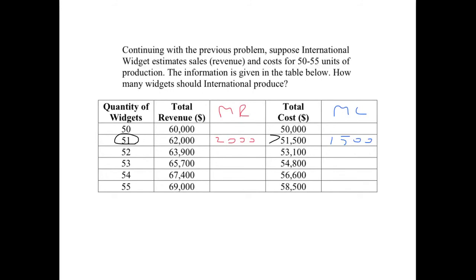The marginal revenue of the 52nd widget would be $1,900, the difference between $63,900 and $62,000. The marginal cost of the 52nd widget would be $1,600, the difference between $53,100 and $51,500. And once again, marginal revenue is greater than marginal cost, and so the firm would choose to continue producing and produce the 52nd widget.